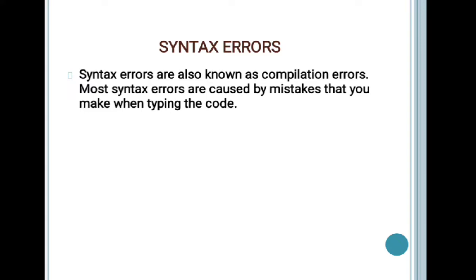Most syntax errors are caused by mistakes that you make when typing the code. These kinds of errors might occur when you are typing wrong code or wrong syntax. Like I have told you so many times, before using a variable you must declare it. If you want to take a variable, you have to tell its type, that means whether it is integer, double, or float. And if you have taken only the variable n and have not initialized that value, you might encounter this syntax error.